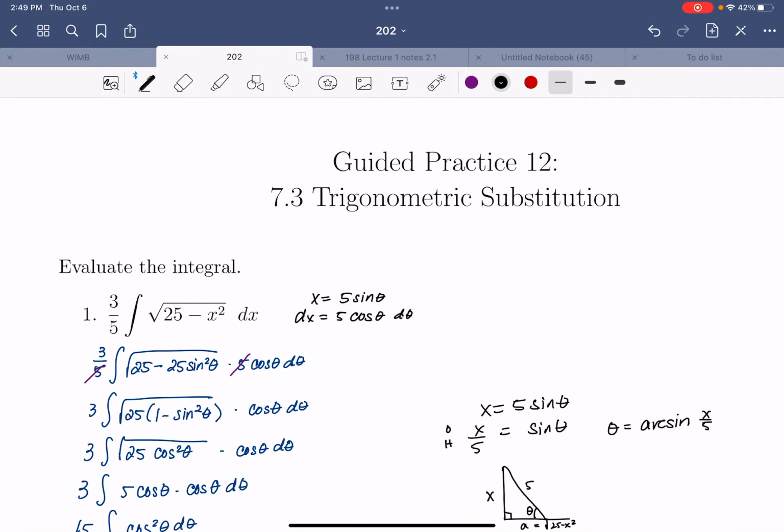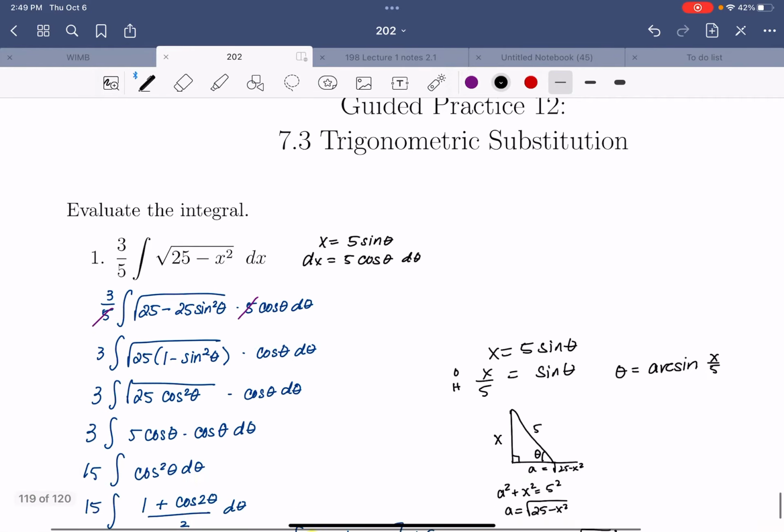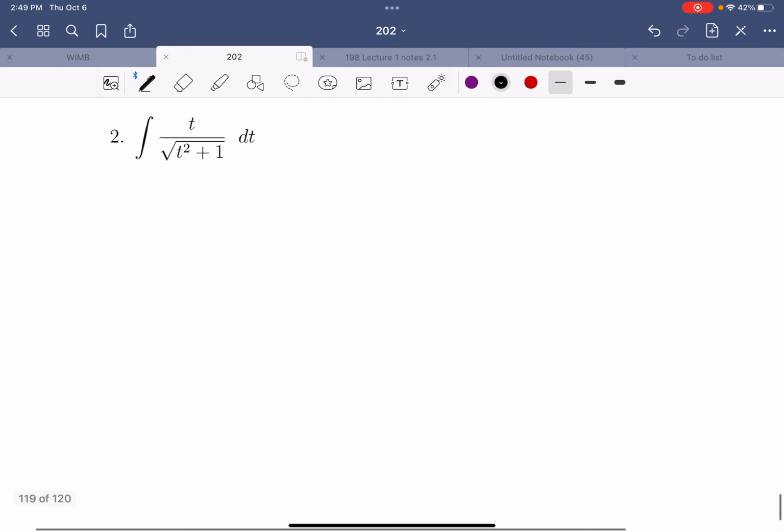This is Guided Practice 12. We're working on 7.3 trig sub, and we're working on number 2. So we just finished number 1, and we're tackling number 2.